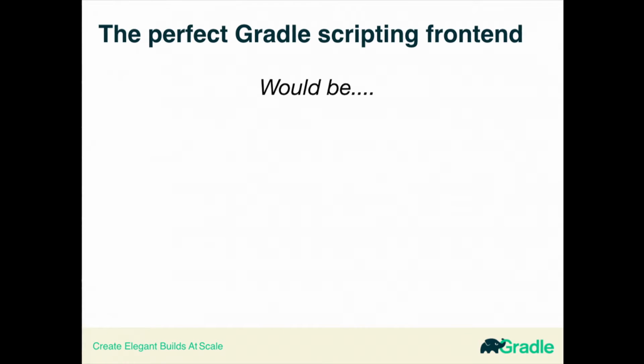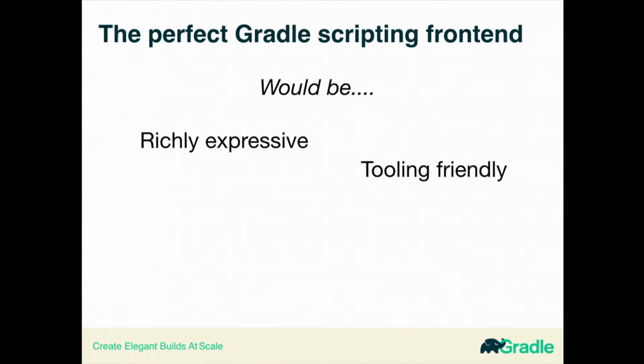So if we just go back to the beginning and ask the question, what would a perfect Gradle scripting front end or a perfect Gradle scripting language look like? What characteristics, what properties would it have? Well, it would be richly expressive. It would allow you to express the concepts of your own application's domain and so forth, like all the reasons that we've been working with a DSL all this time, so it would preserve all of that.